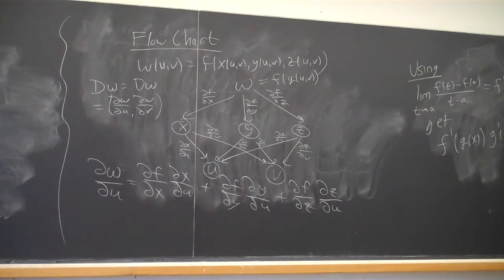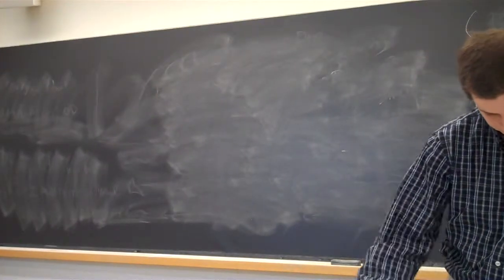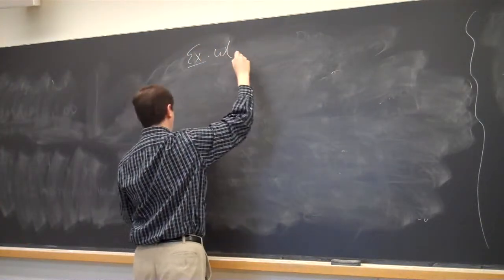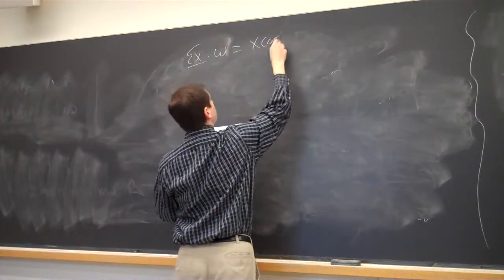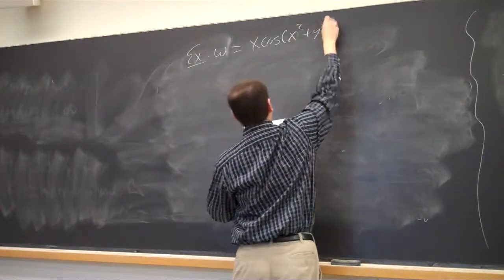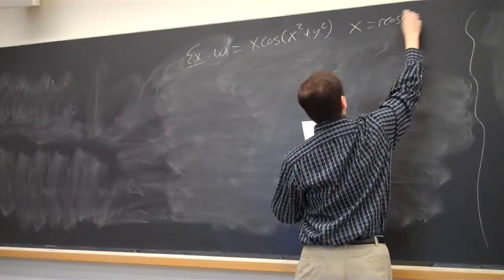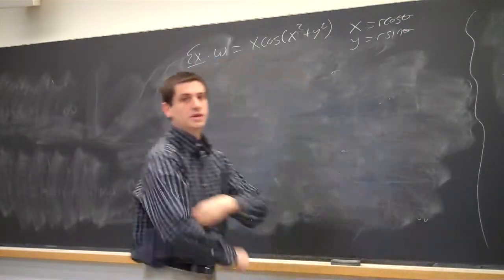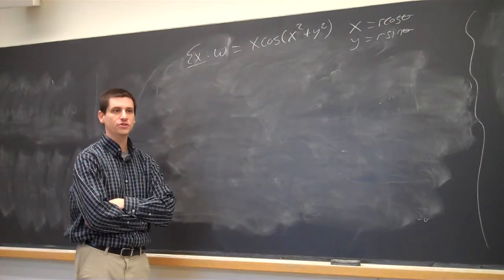Okay? I want you to show me that you can do the calculation. So let me do the same problem that's in the notes. So let's consider the function w, and I use the book's notation, which I hate, is x cosine x squared plus y squared with x equals r cosine theta, y equals r sine theta. Okay? So this is extremely confusing notation. When I write w equals this, what is w a function of?